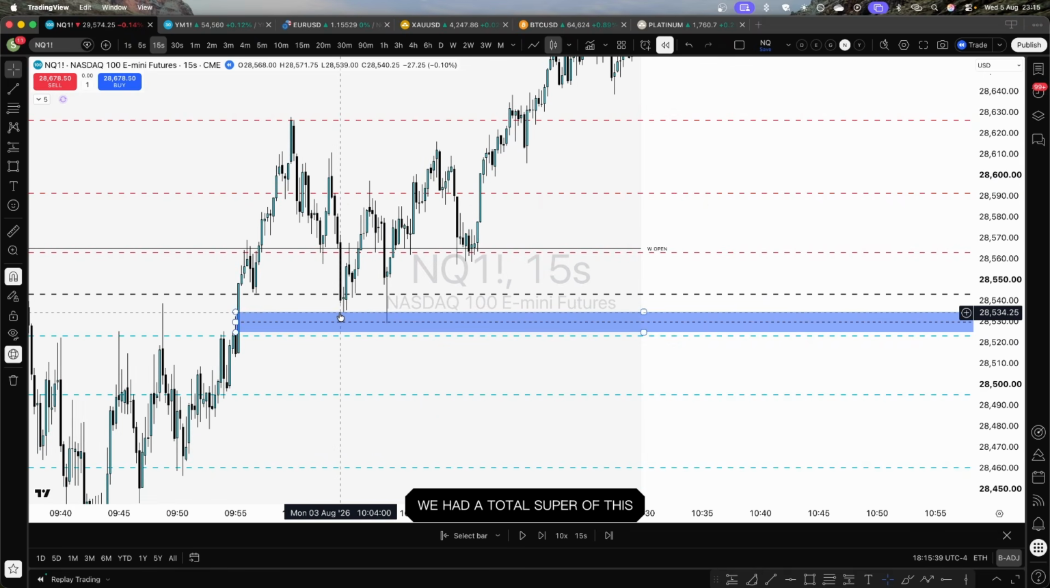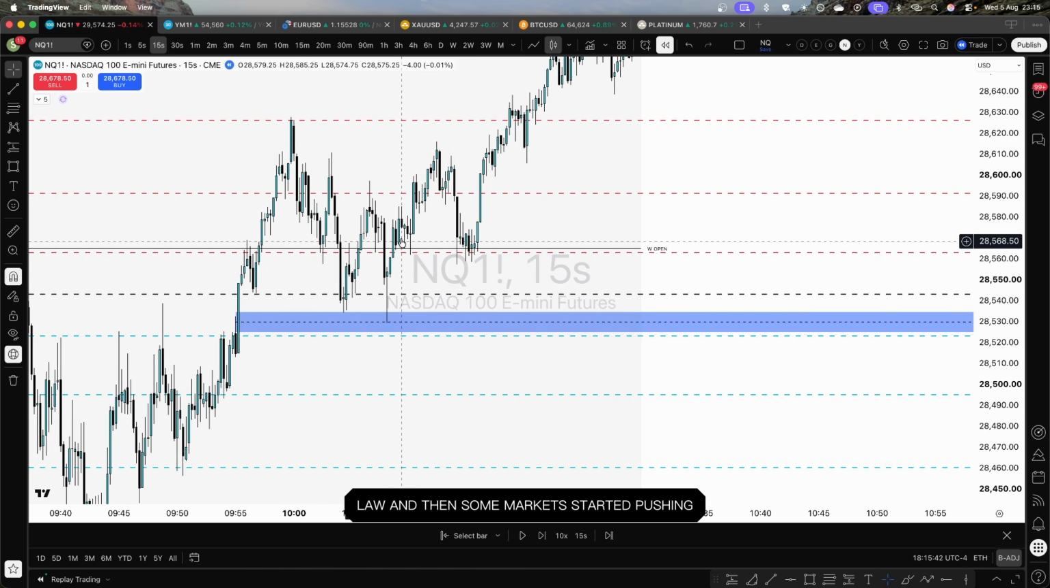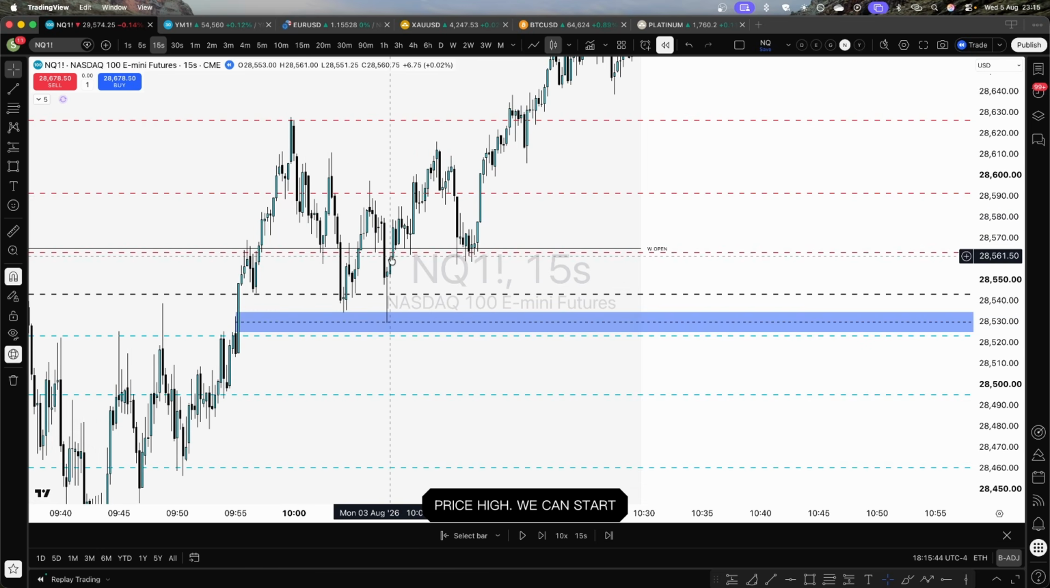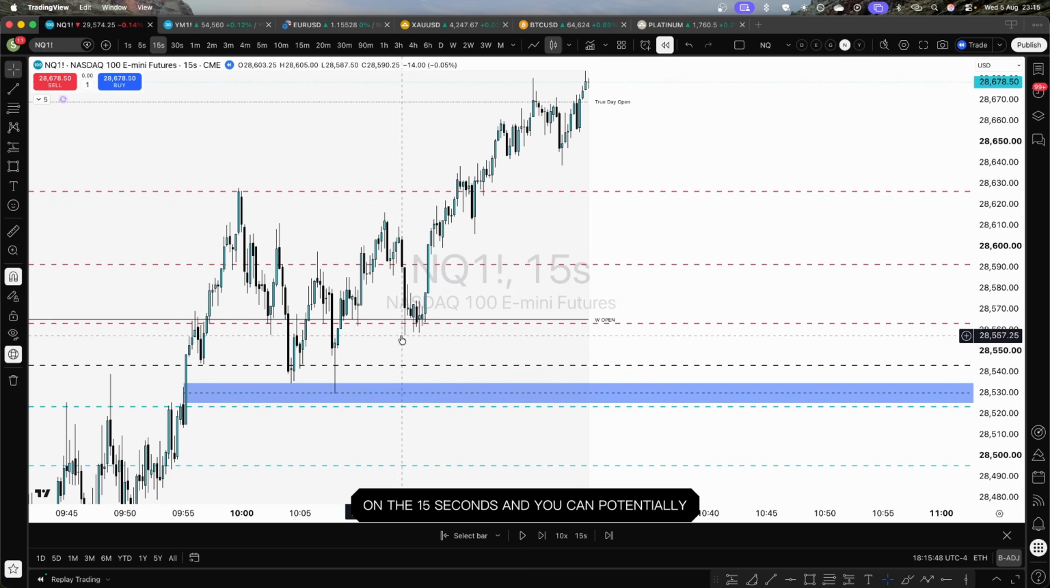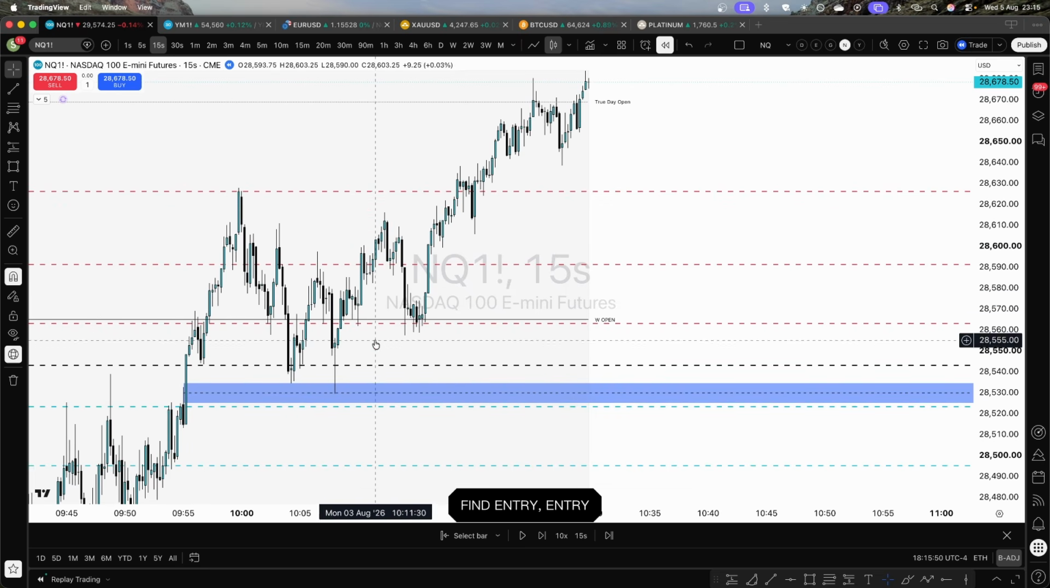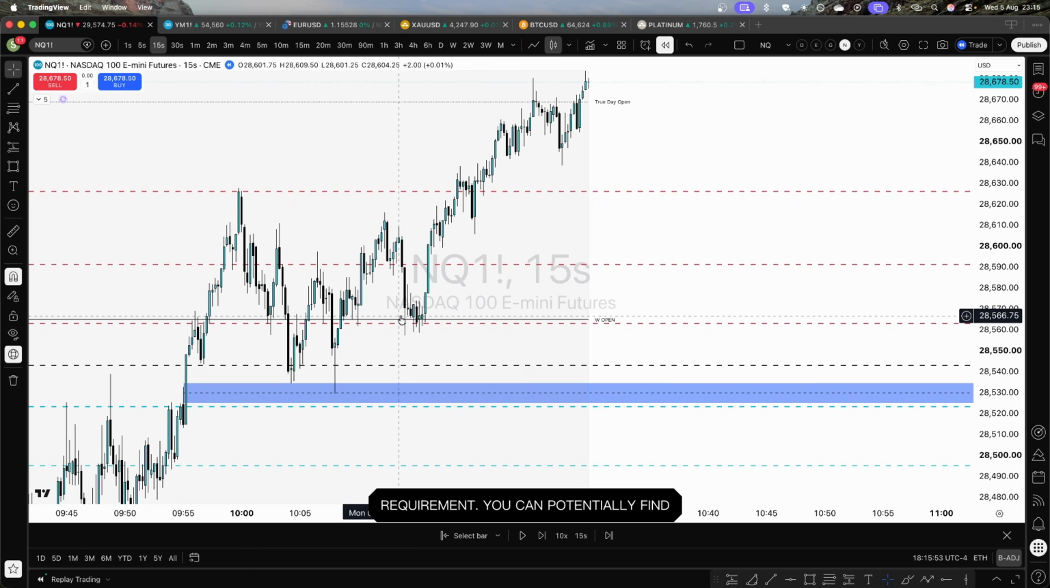We can see we had a turtle soup of this low, and then the market started pushing price high. You can start to see structure changing on the 15 second, and you can potentially find entry requirement. You can potentially find entries on the lower time frame, such as the 15 seconds.